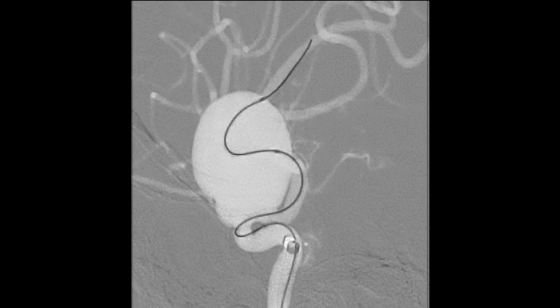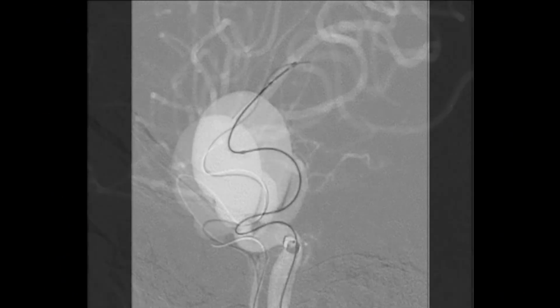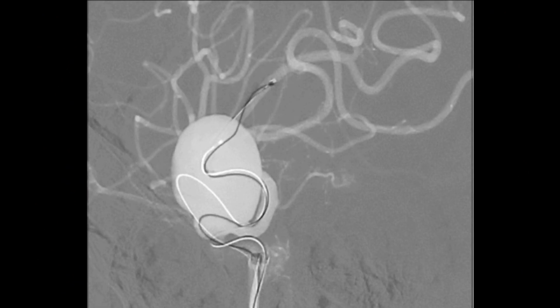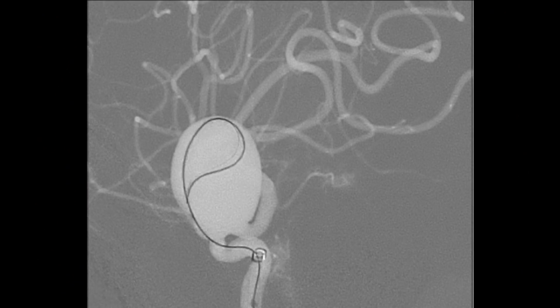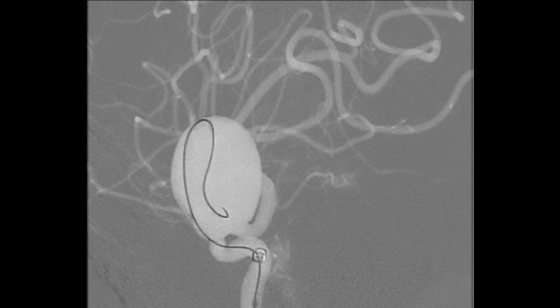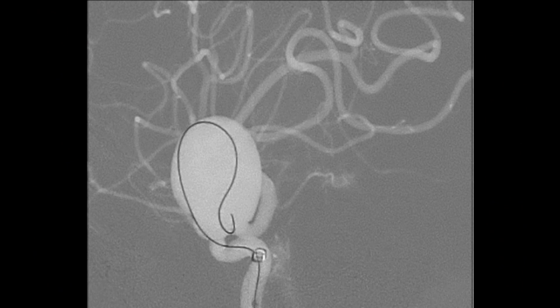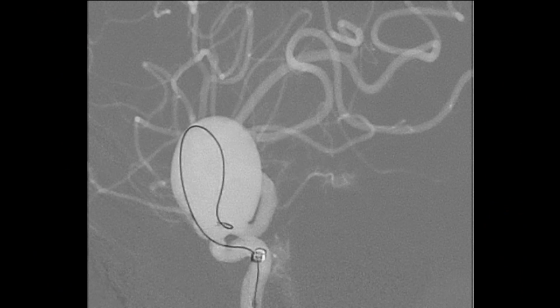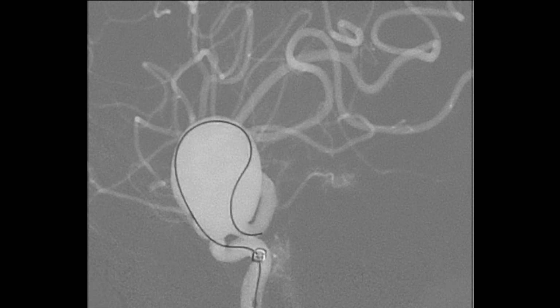The plan was to exchange. It wasn't possible. The catheter became unstable. Then wire was taken across the aneurysm. An attempt was made to hook the distal vessel. We could hook it, but it wouldn't navigate further.